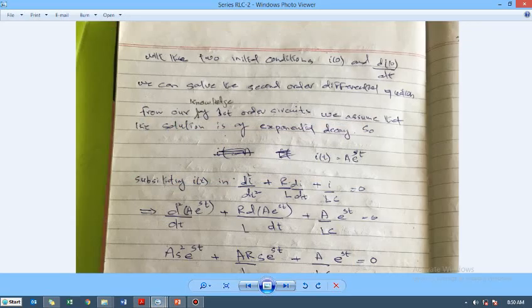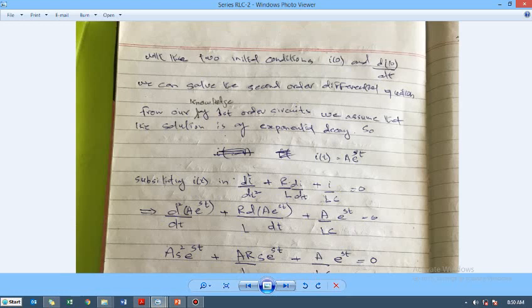Alright, so this is the second page of that derivation with the 2 initial conditions. I naught is available right from the beginning. This is the initial inductor current, and this we found in the last step. So with these we can solve the second order differential equation.